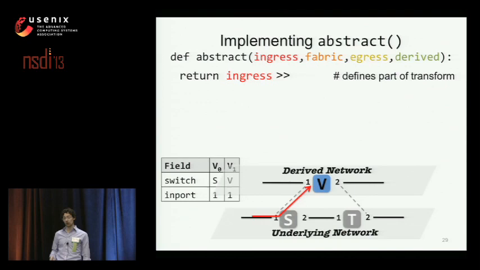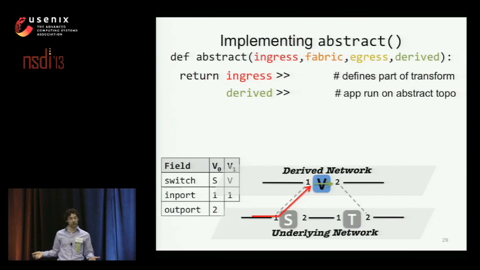Then we're going to use our plain vanilla sequential composition operator to have the derived policy run on this new packet. And this transformed packet, its topmost headers are all that the derived policy looks at. So it doesn't care if this is an abstract switch V or if it were a concrete switch V. It'll behave the same way irrespective. And it decides, among other things, to forward this packet out port 2.